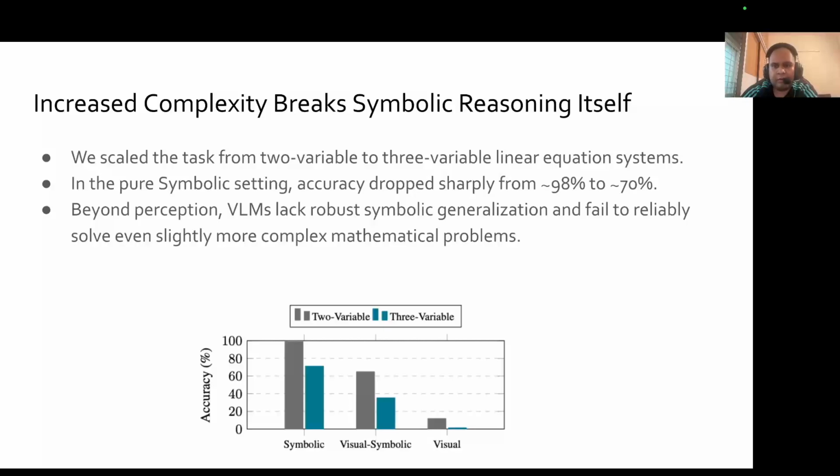And we were on the right track, as we noticed that in a pure symbolic setting, the accuracy drops sharply from 98% to 70%. And beyond perception, we conclude that VLMs lack robust symbolic generalization and fail to reliably solve even slightly more complex mathematical problems. So the gap is that VLMs struggle with simple equations already, and when we try to compose these simple equations with more variables, we see more issues coming up.